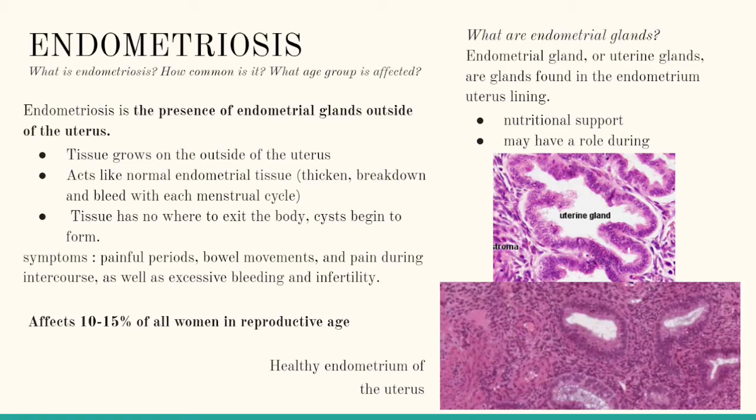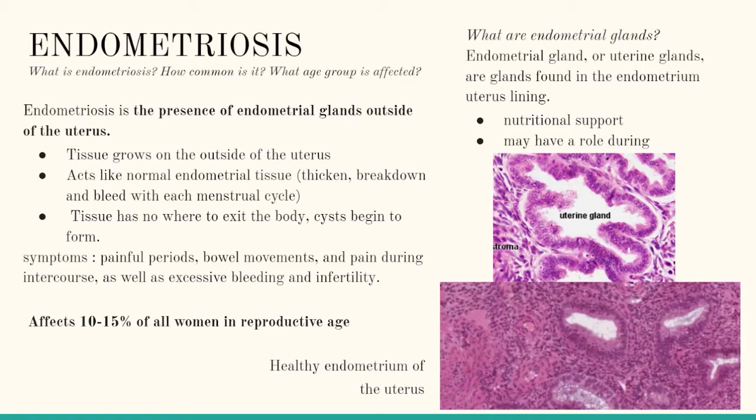What occurs in endometriosis is tissue growing on the outside of the uterus starts to thicken. As this happens, it starts to break down and bleed with each menstrual cycle. The tissue has nowhere to exit the body, so cysts begin to form, resulting in symptoms such as painful periods, bowel movements, pain during intercourse, as well as excessive bleeding and infertility. This disease is not very common. It affects 10 to 15% of all women in reproductive age.